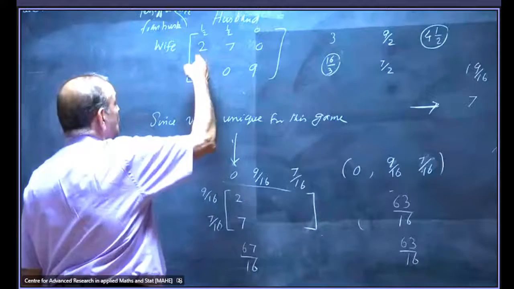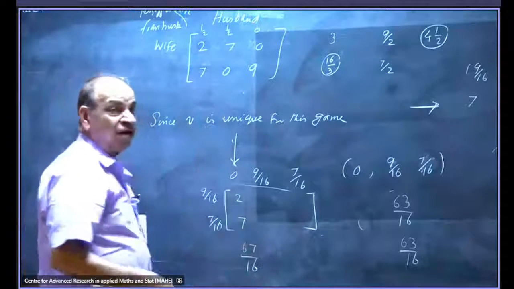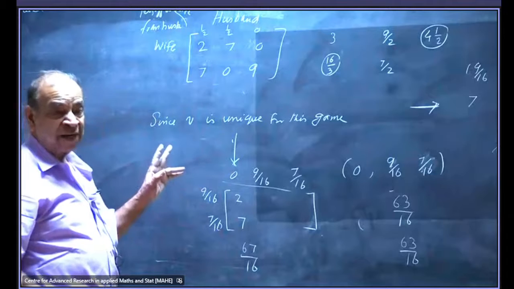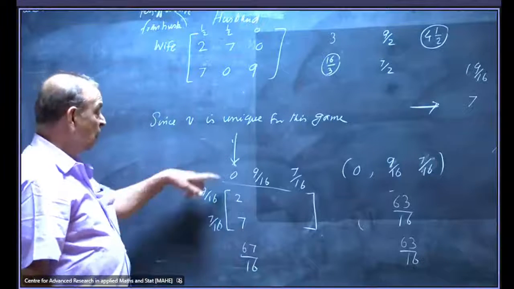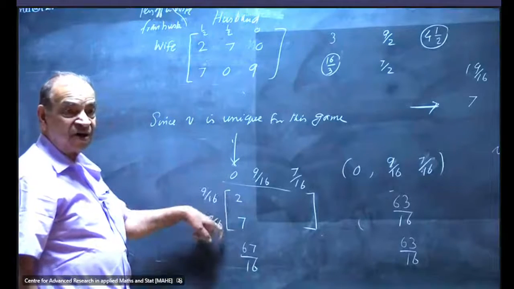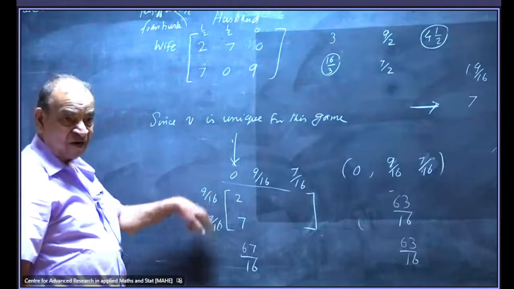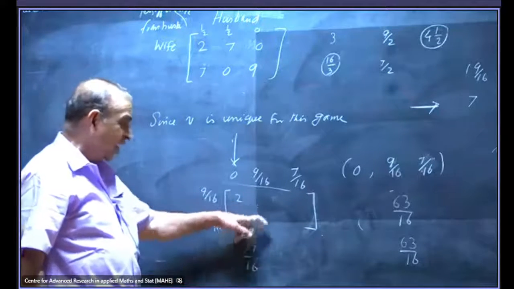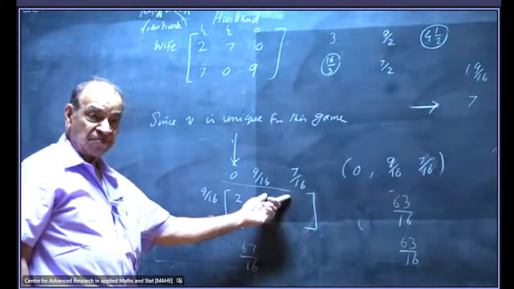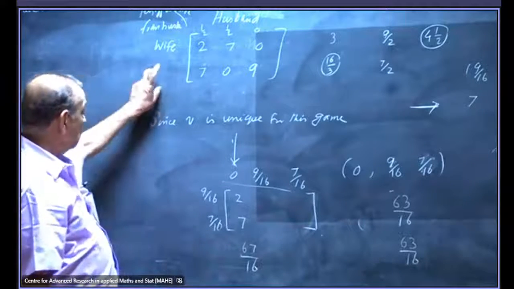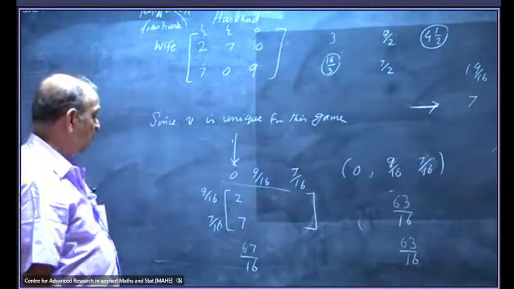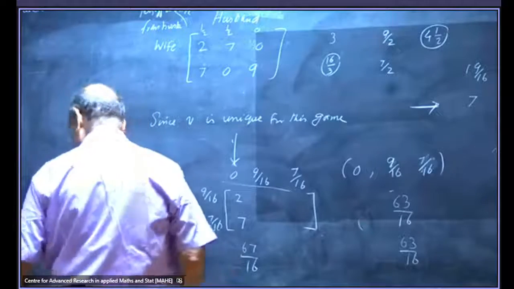So in a sense, what is good for the husband is he should never choose the first column. He should avoid the first column. He should choose second and third with this probability. She should choose both rows.